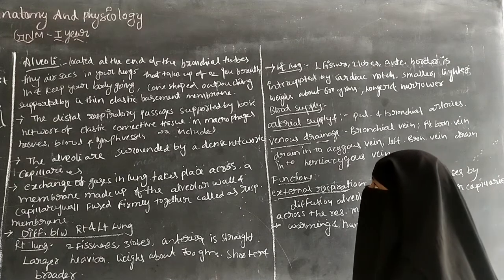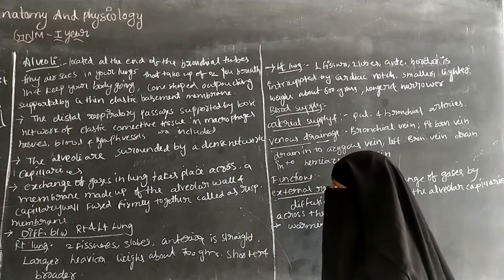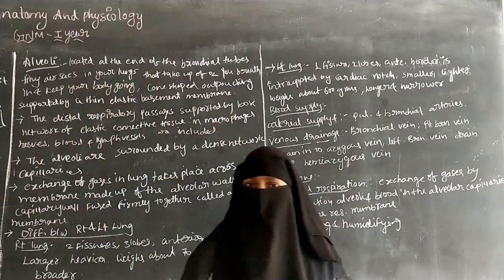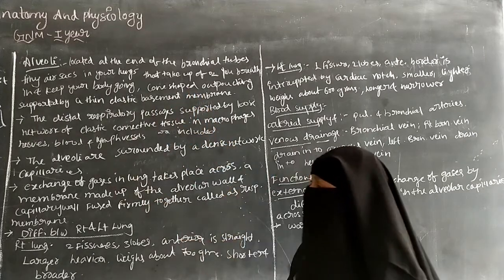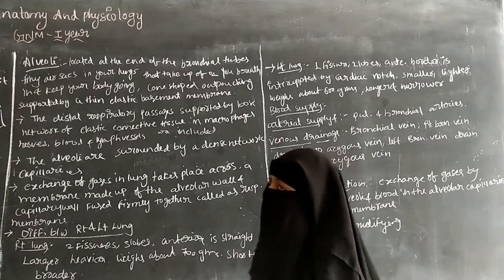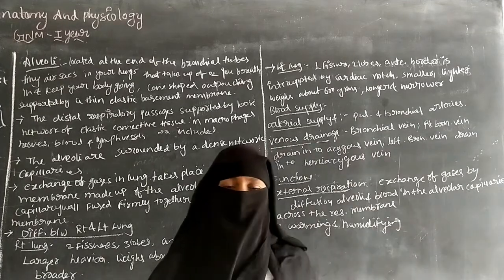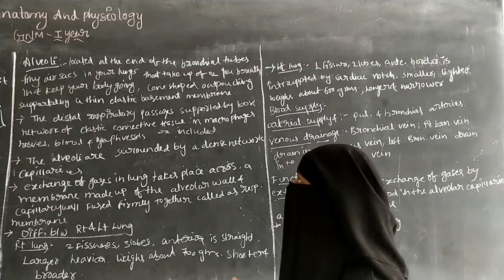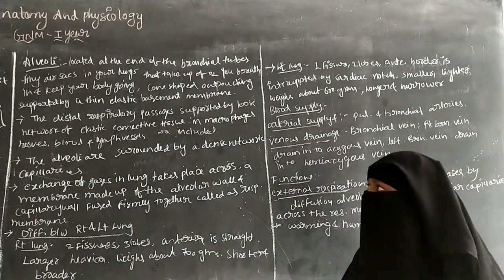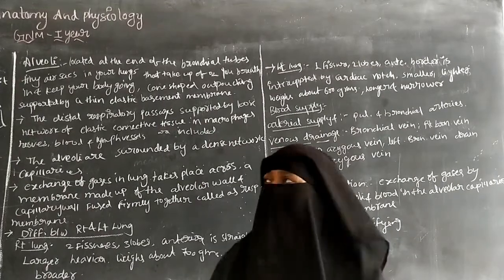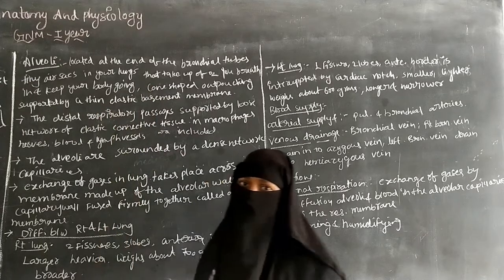The alveoli are cone shaped outpouchings supported by a thin elastic basement membrane. So the outpouching of the alveoli becomes cone shaped, and the alveoli are supported by the thin elastic basement membrane.